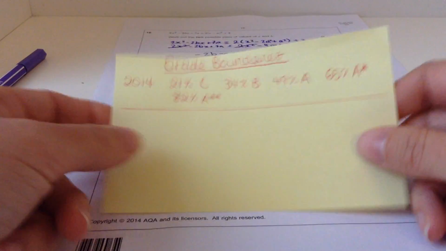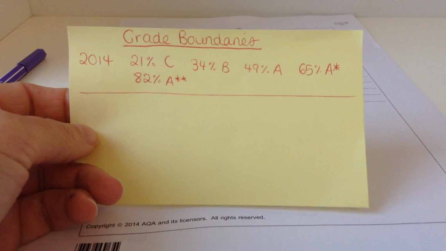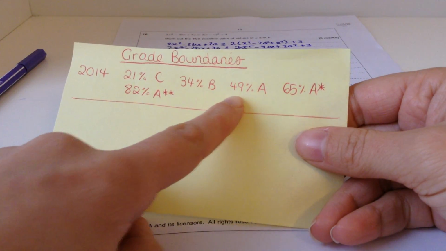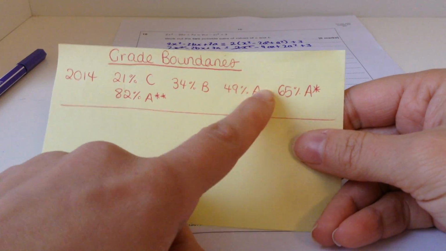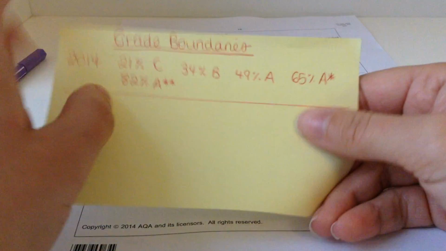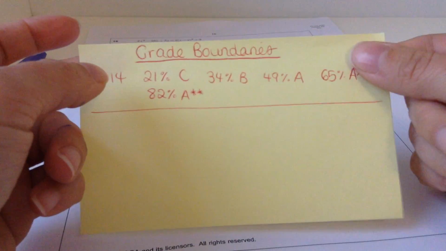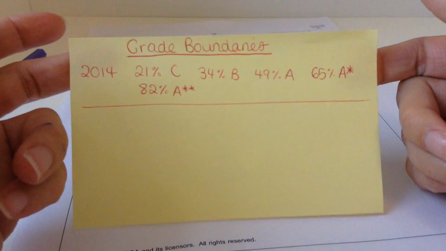Not that I should be proud of that, but you can see, like I keep saying, you only need half of it correct to get an A. And 65% for an A star, which is quite generous. Okay, you can all achieve that. All of you can definitely achieve 65% in this paper.